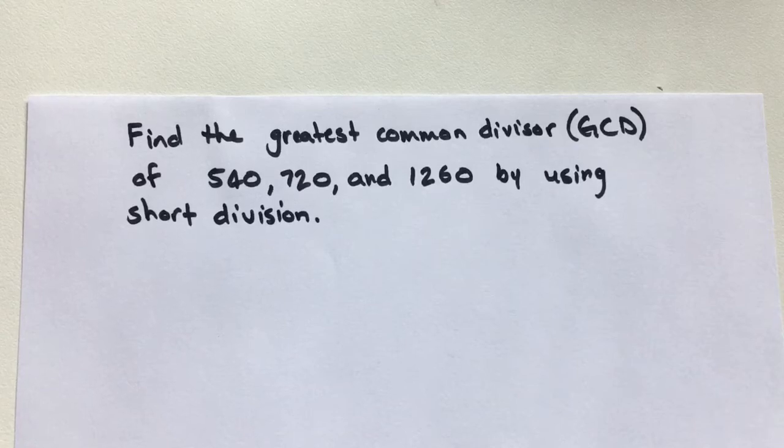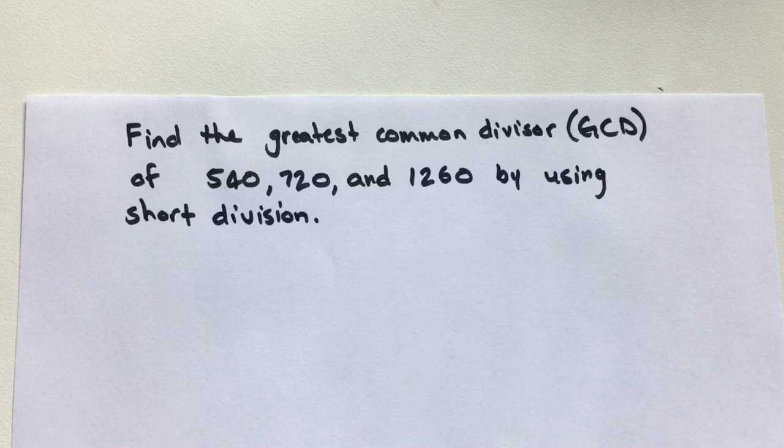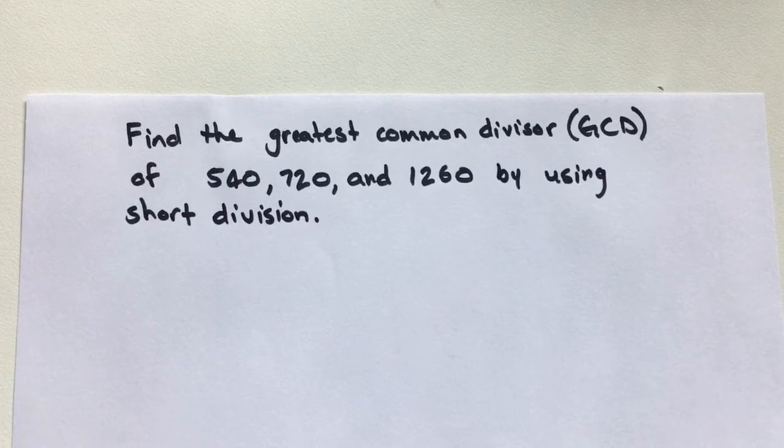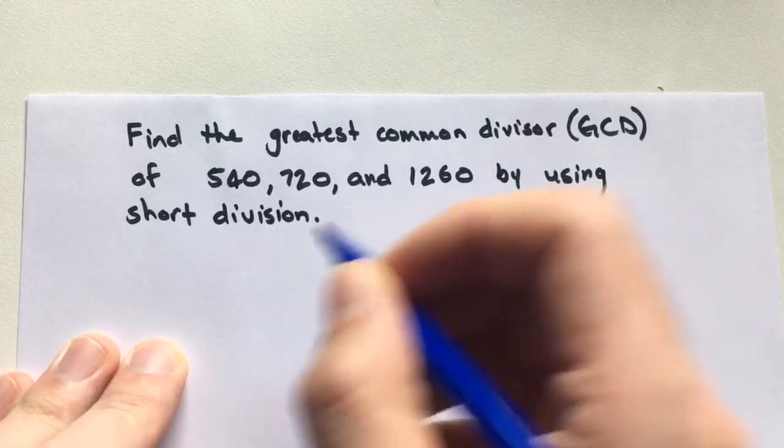In this example, we want to find the greatest common divisor, or the GCD, of 540, 720, and 1260 by using short division. When finding the GCD, it's actually a pretty straightforward process, especially when using short division. The first thing we want to do is just write out our numbers.